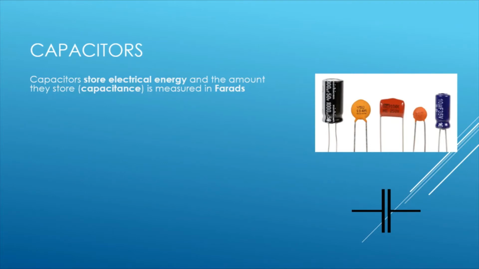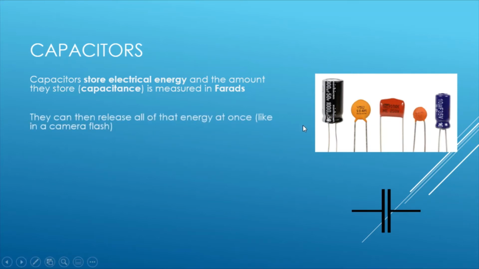Okay, so next we have capacitors. Capacitors, in a very simple aspect, store electrical energy. They store energy, and the amount that they store is what we call capacitance, which is measured in farads. And here you can see a variety of capacitors. So there's lots and lots of different types. And they can release all of that energy at once. Okay, so they can store it up and then release it, just like a camera flash, bang.